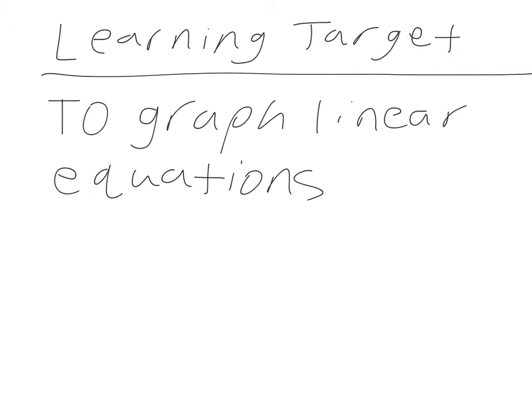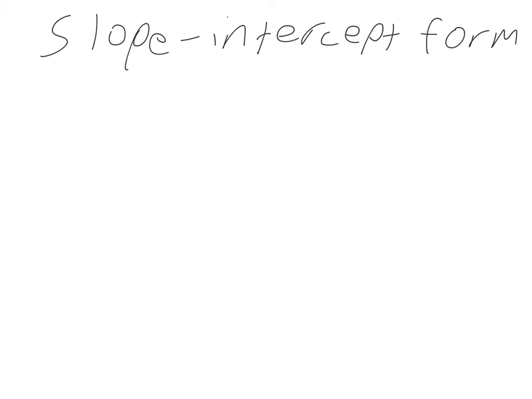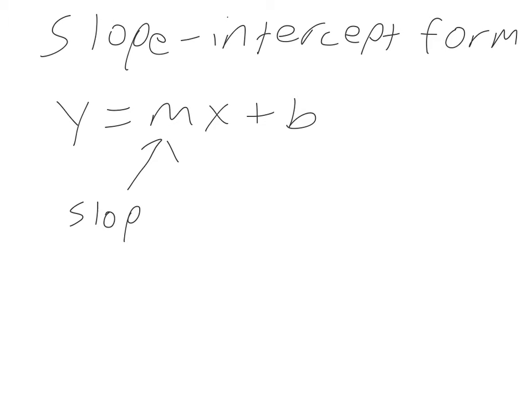The learning target for this lesson is to be able to graph linear equations. Alright, so the first thing we'll talk about is that most graph equations you'll see are written in what's known as slope-intercept form. And it's like this: y equals mx plus b, where m is your slope and b is your y-intercept.